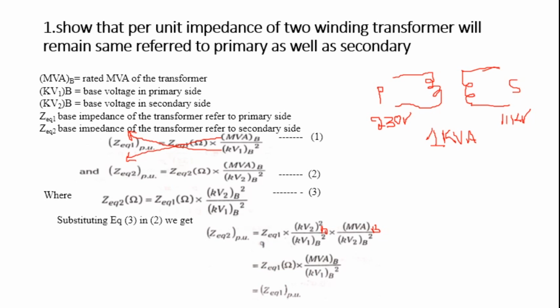We know that it is Z equivalent in per unit. So that is equal to Z equivalent in ohm into MVA base divided by kV1 base square. It doesn't mean that you should have this equation; either you can substitute any of the equations, you can consider this equation. So Z equivalent in per unit value is equal to this equation, and Z equivalent 1 in per unit is equal to Z equivalent 2 in per unit values. So either you can transfer from primary to the secondary or secondary to the primary as well.